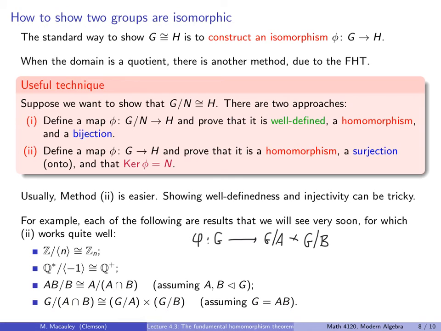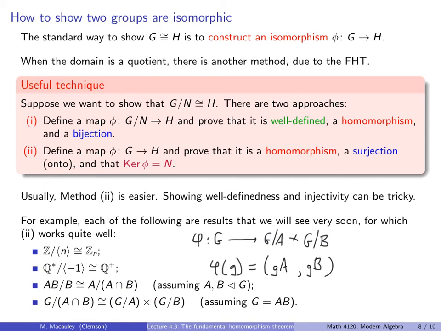So let's see. Phi of g, we have to send that to, what is this? This is an ordered pair of cosets of A and of B. So an element in this group consists of an ordered pair of a coset of A and a coset of B. So given an element g, what's a natural thing to send this to? Well, how about gA comma gB?